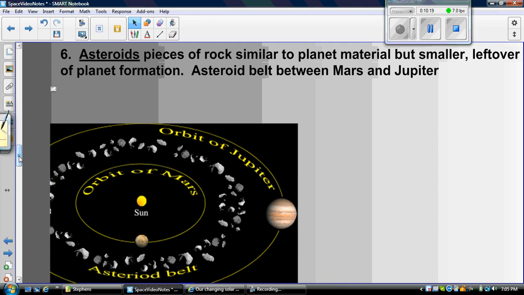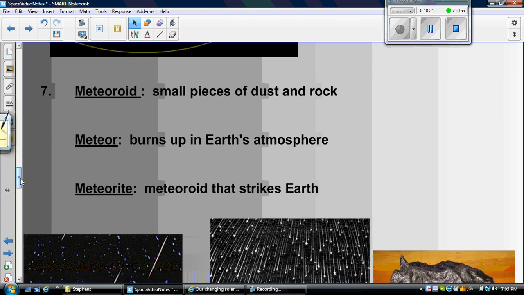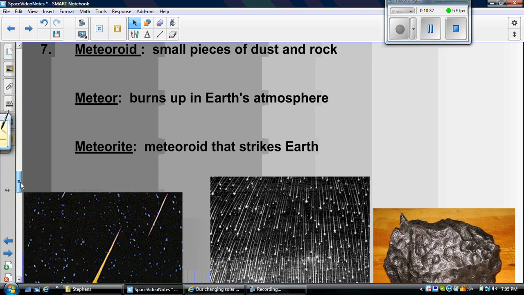Okay, next we're going to talk about meteoroids. Meteoroids are smaller than asteroids, and they're just small pieces of dust and rock. If a meteoroid hits Earth and burns up in our atmosphere because it's too small to make it to the Earth's surface, we call that a meteor. You've heard of it as meteor showers. Okay, and these are pictures of some meteor showers.